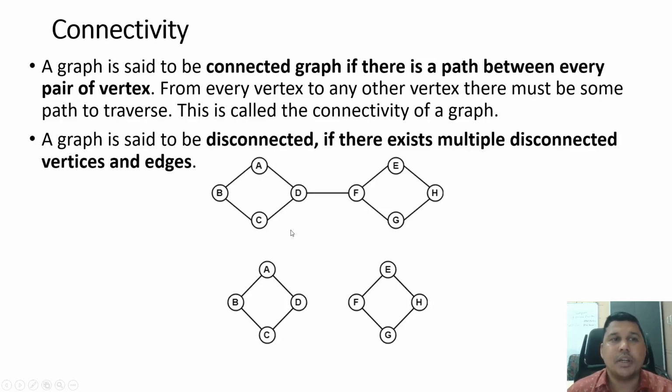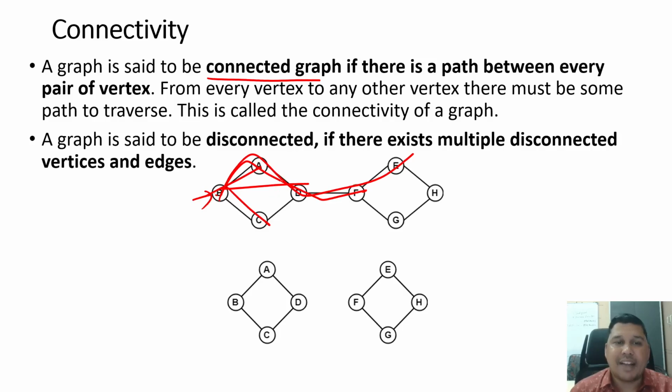The next concept is connectivity of a graph. A graph is said to be a connected graph if there is a path between every pair of vertices. It means if I choose B, from B I have a path to all the other vertices. I can reach A, D, C, F, and E. So there is a path.